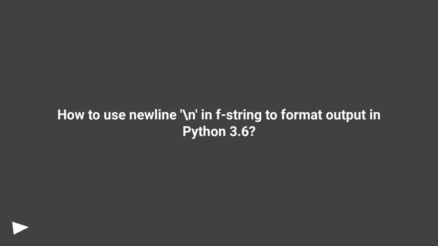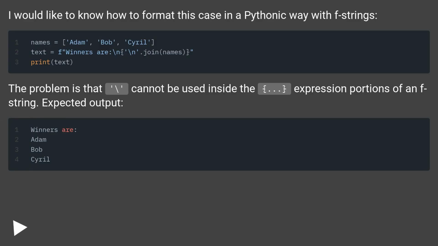How to use newline \n in an f-string to format output in Python 3.6. I would like to know how to format this case in a Pythonic way with f-strings. The problem is that \ cannot be used inside the expression portions of an f-string. Expected output.